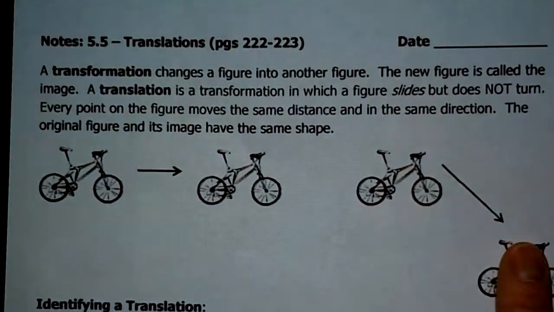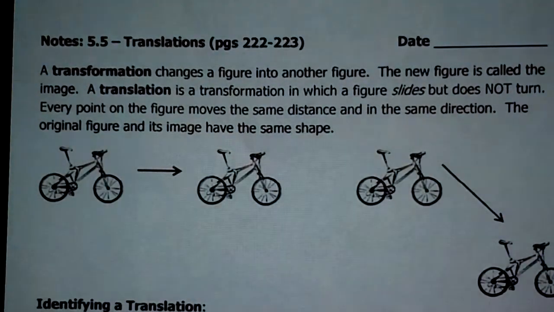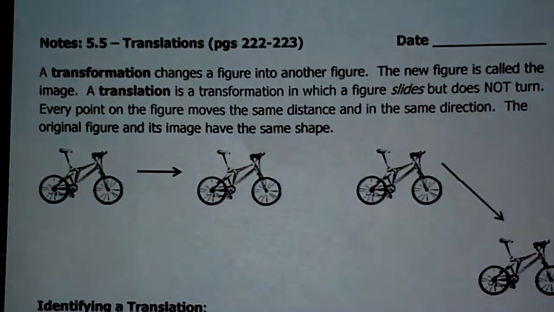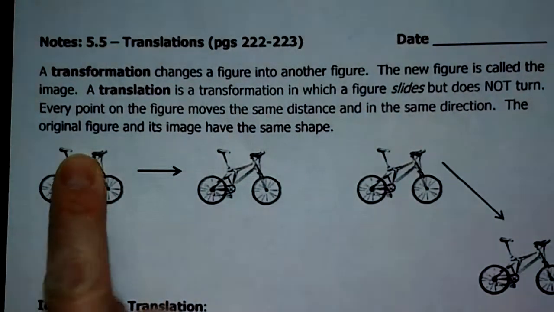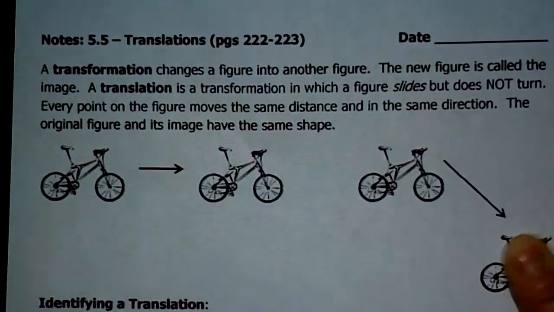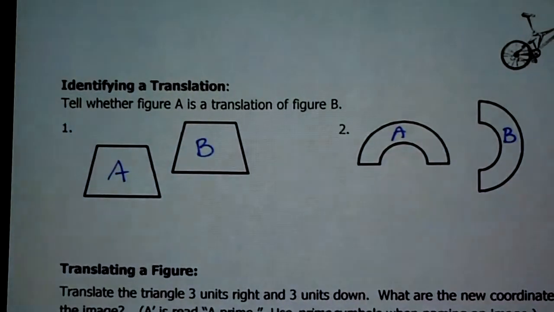It's in the same position. It just slides. Every point on the figure moves the same distance and in the same direction. And in a translation, the original figure and its image have the same exact shape. So we haven't changed this bike at all. It's kind of like we just took the bike, put our finger on it, and slid it over. Took it, slid it down. No turning.